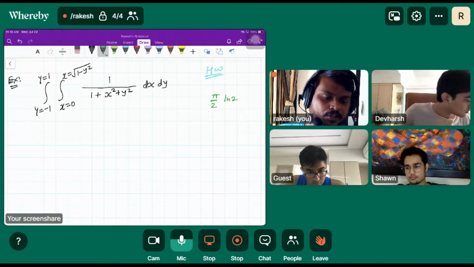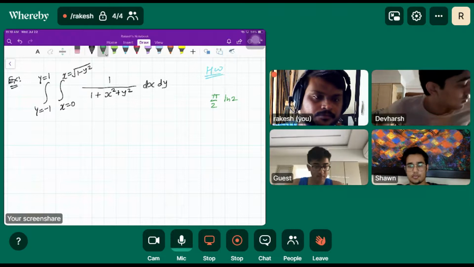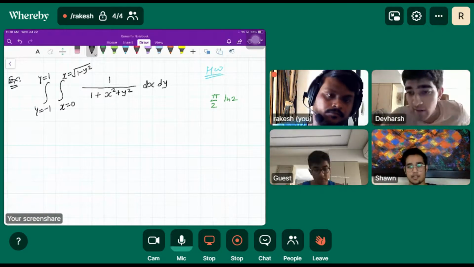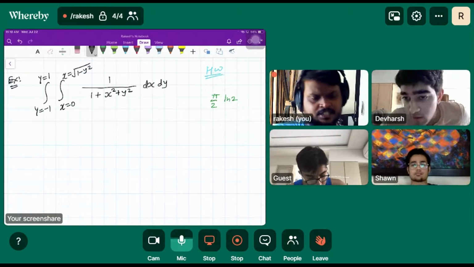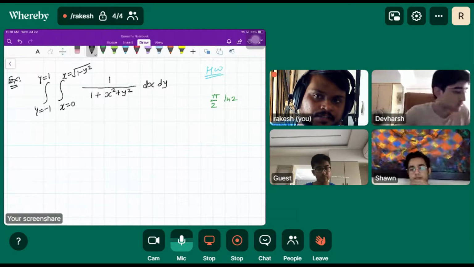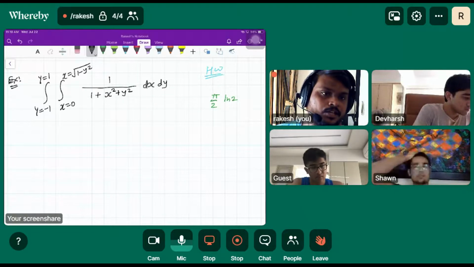Have you, Sean? What about you? Have you solved this question? I'm midway through. I got confused. We had to switch this to polar form, right? To solve this thing. Yes. So let's understand the region first, and then we'll decide whether going for polar will be convenient or not. So it's completely based on the region.